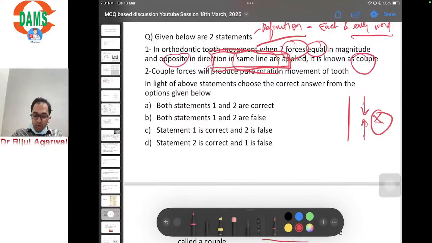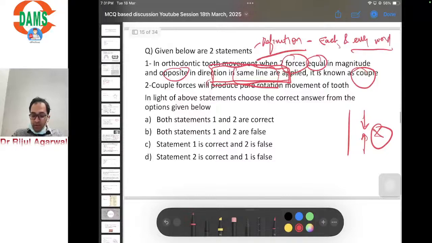So as I have told you, each and every word in a definition based question is very important in any subject, because right now the examiner is testing your knowledge, how carefully over the past 4 years you have studied your subject thoroughly through the textbook. So statement 1 is incorrect. Next statement, couple forces will produce pure rotation movement of tooth. That's correct.